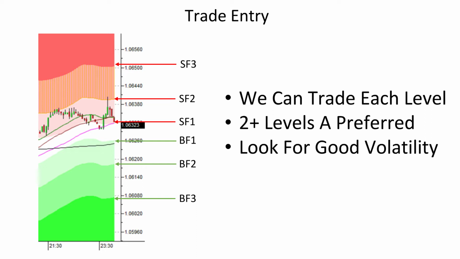So the 2+ levels, what that means is, we're looking ideally for the buy fib, the BF2 or BF3. Same thing, SF2, SF3. So the further away from this center zone that we can get out here, the higher the odds that we're going to see a bounce.